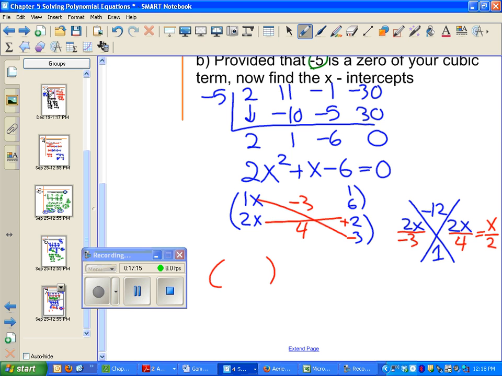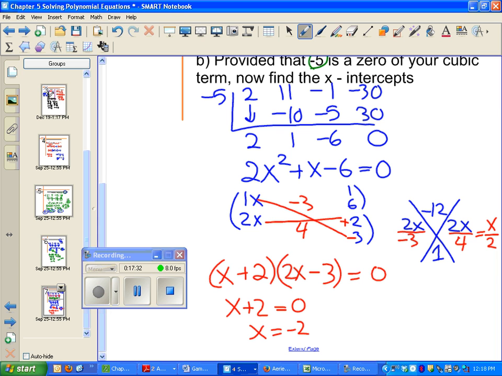Right, so when we write our factors, we have x has to get hooked up with the negative 3, so that's an opposite parentheses, and then 2x and 2, and that's a positive. So when I factor these, or solve them, I have x plus 2 equals 0, so I have x equals negative 2. And then 2x minus 3 equals 0, so I add 3 to both sides. And then I divide by 2, so x is equal to 3 halves.